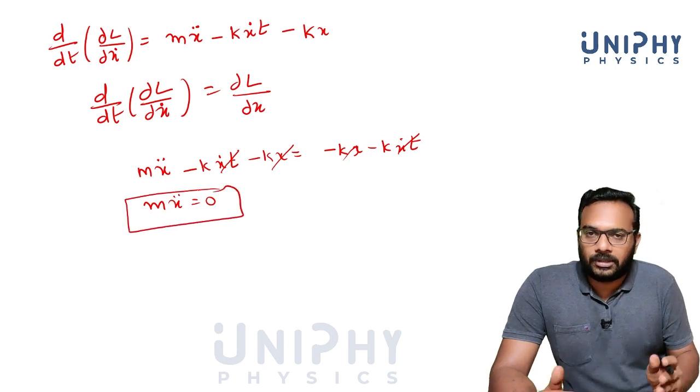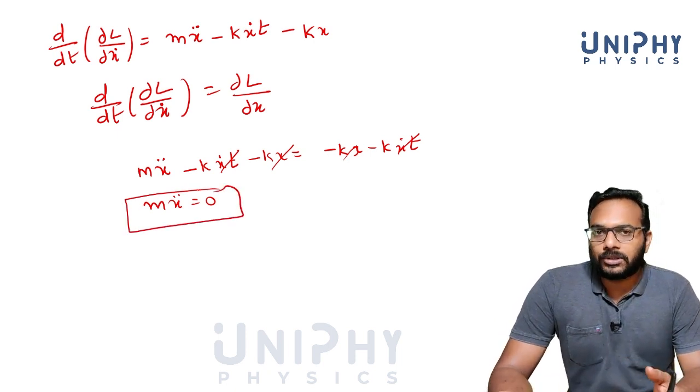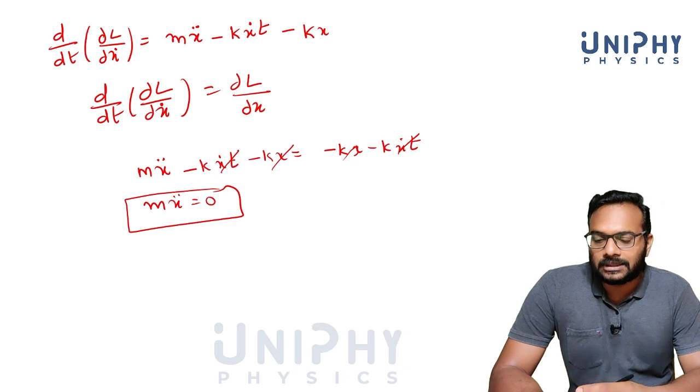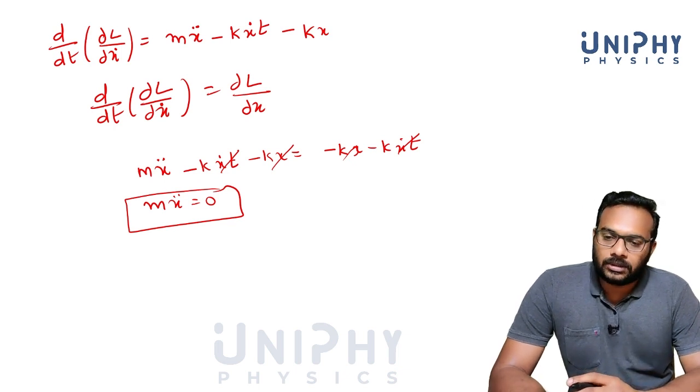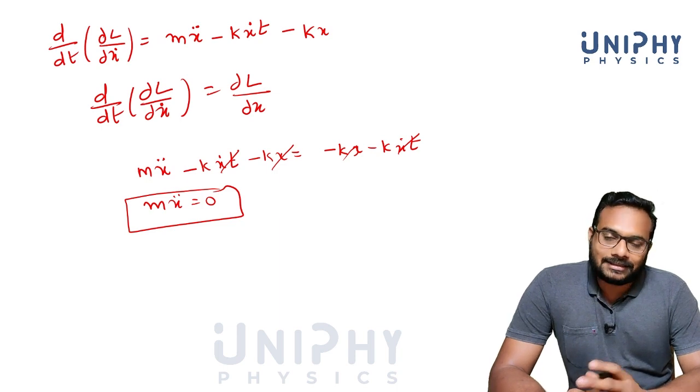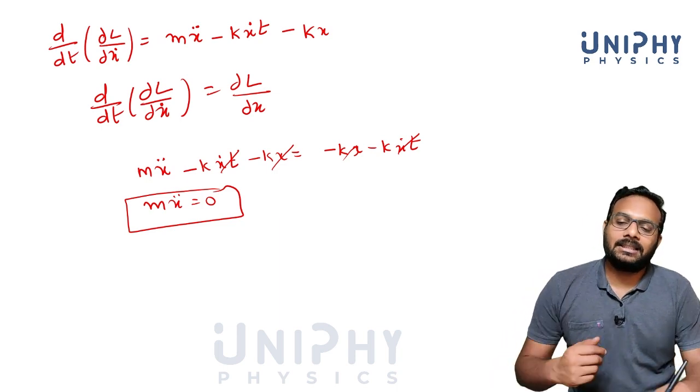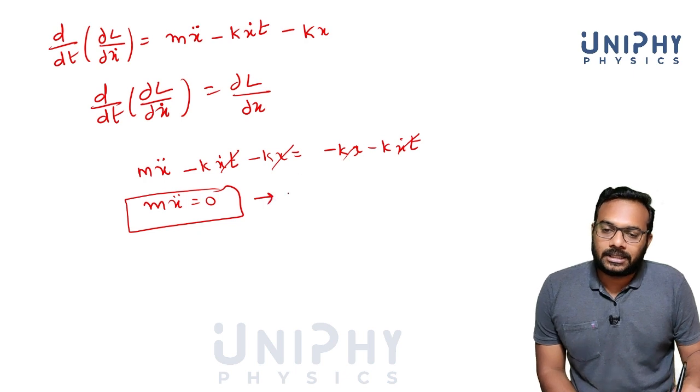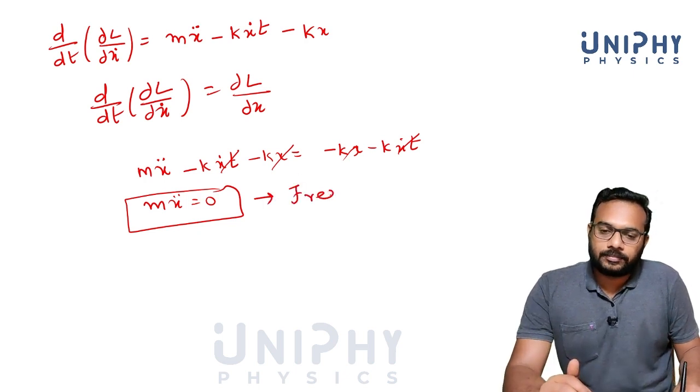Now you might be familiar with this equation. It's the equation of motion of a free particle, because m x double dot is equal to 0. The acceleration is 0, which means the force acting is 0. This is just the equation of motion for a free particle.